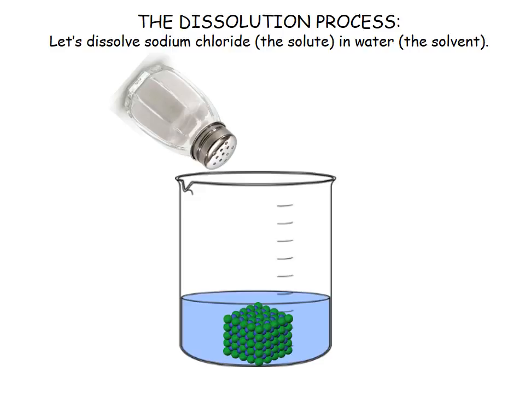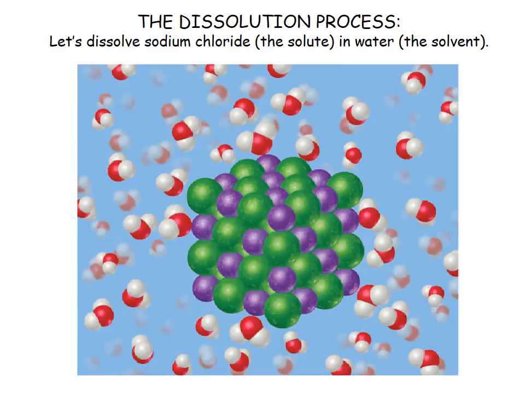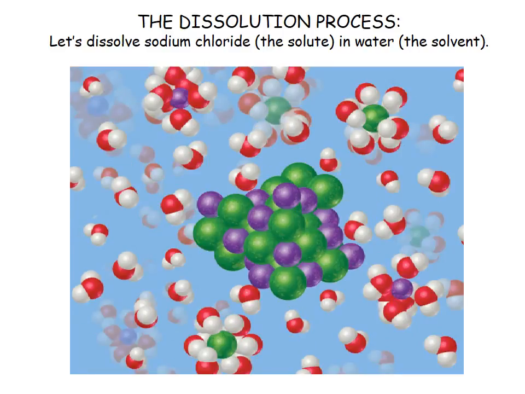So let's expand on that and look at that magnified view. So this is a picture from your book. And so you can see the water molecules surrounding the crystal of sodium chloride. So what happens over time, water molecules will interact favorably with the ions, right? And you can see that the purple sodium ion in the upper left corner is surrounded by water molecules. And notice the placement, the orientation of those water molecules.